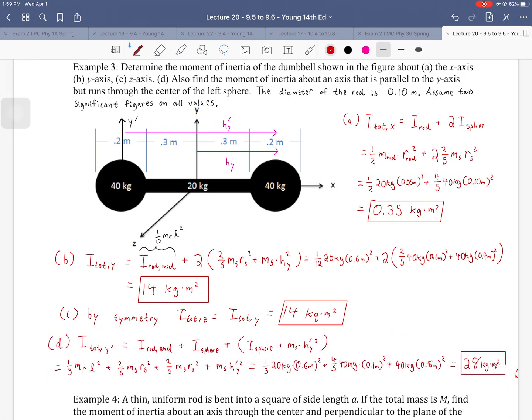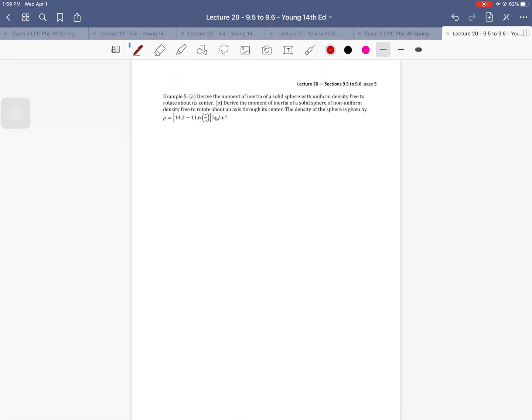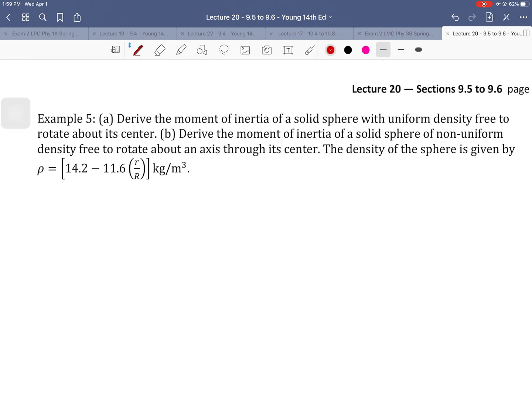All right, let's fix one last little thing over here. Okay, all right. So, of course, ask me any questions in chat or on messages about a problem like this. So we have one other example that I'm going to show you, and that is example 5.